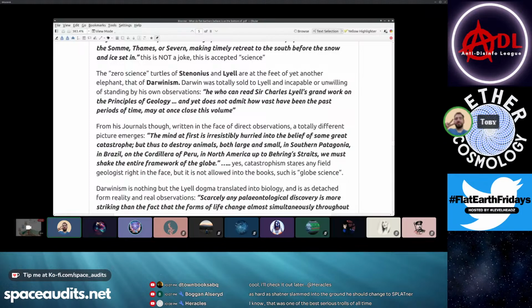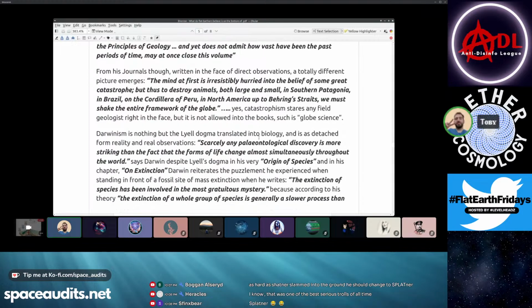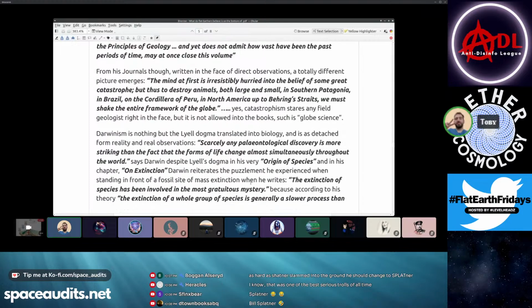He who can read Sir Charles Lyell's grand work on the principles of geology and yet does not admit how vast have been the past periods of time may at once close this volume. From his journals, though, written in the face of direct observations, a totally different picture emerges. The mind at first is irresistibly hurried into belief of some great catastrophe, but thus to destroy animals, both large and small, in southern Patagonia, in Brazil, on the Cordillera of Peru, in North America, up to the Bering Straits, we must shake the entire framework of the globe.